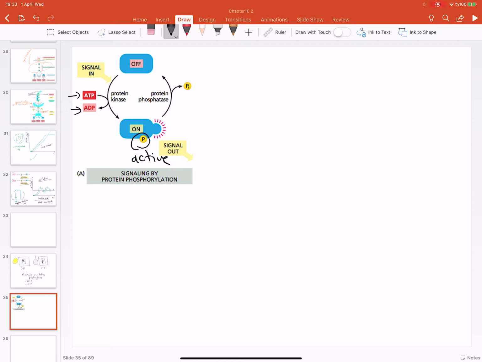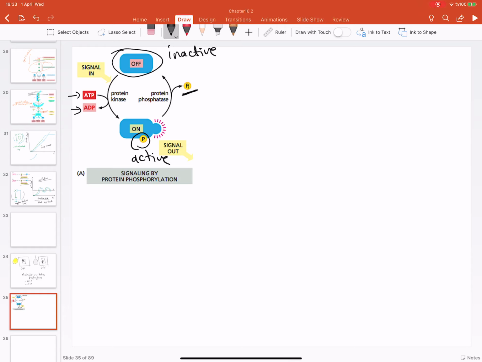So, of course, it cannot stay active forever. At one point it has to inactivate. Otherwise, a signal being active for too long can be toxic, can be dangerous. It has to be turned off, and to turn off, you have to remove the phosphate group. So it turns back to the initial state where it is inactive.